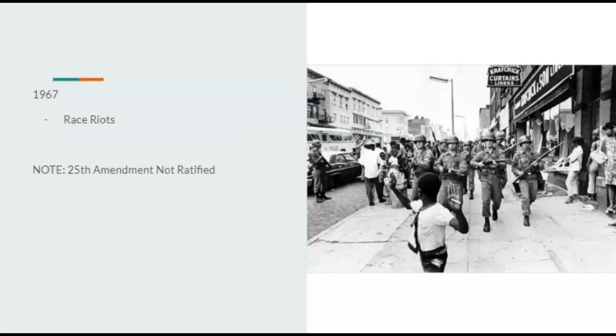In 1966, there's nothing noteworthy. 1967, more race rights. Note the 25th Amendment is not ratified, so it has not become the 16th Amendment. So the whole Presidential Succession Amendment isn't a thing. We haven't really had a need for it.